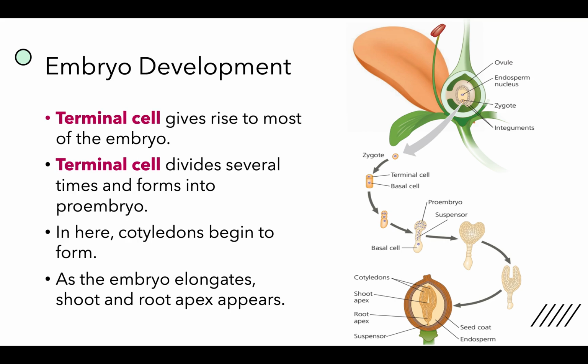The other type of cell is the terminal cell, which gives rise to the proembryo. Proembryo means early embryo. Here, cotyledons begin to form as bumps. A eudicot embryo with its two cotyledons is heart-shaped at this stage. As the embryo elongates, shoot and root apex appear. Shoot apex appears between cotyledons and root apex appears just before the tip of the suspensor. The apices of shoots and roots sustain primary growth.